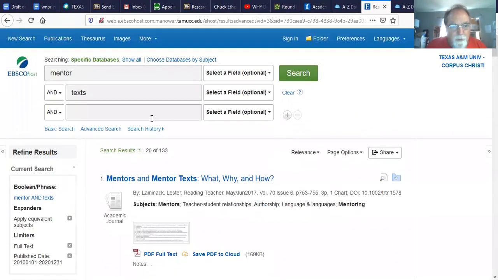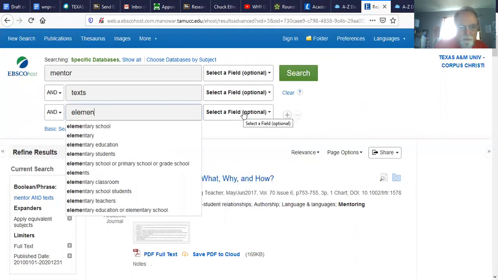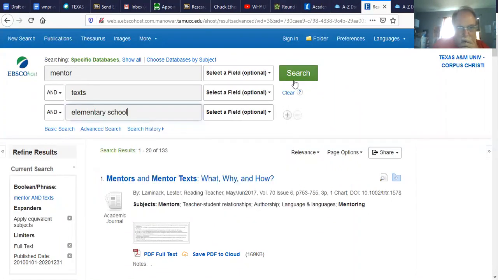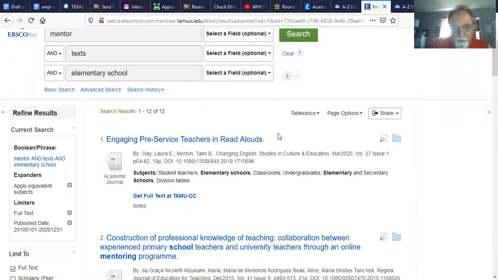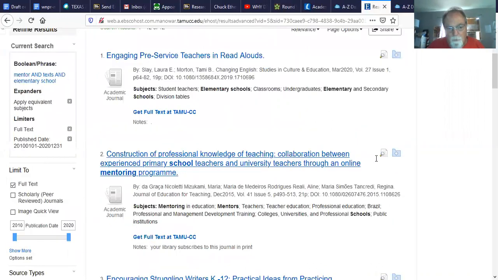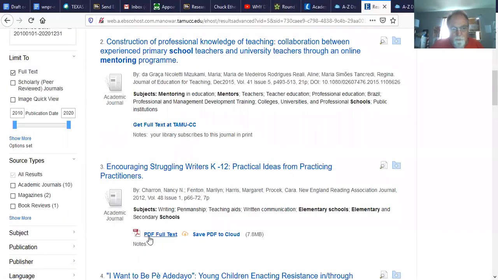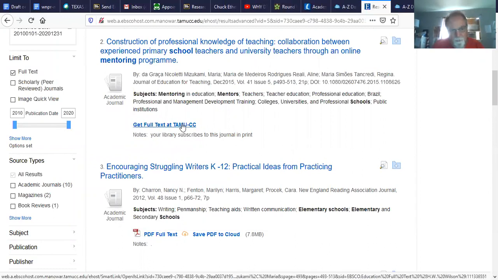Let's just say you want elementary school. Elementary or elementary school, and search. Maybe you're not interested in the ones that talk about high school students. So it gets you down to 12. See? And then what you do is actually find these articles. Sometimes you have to hunt to find them.